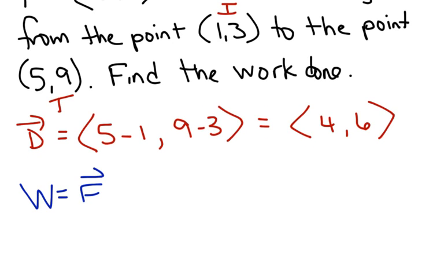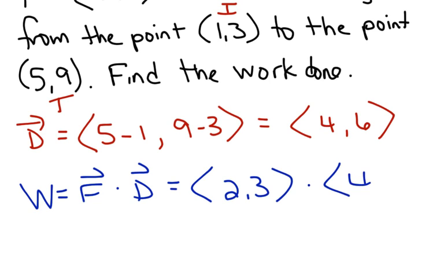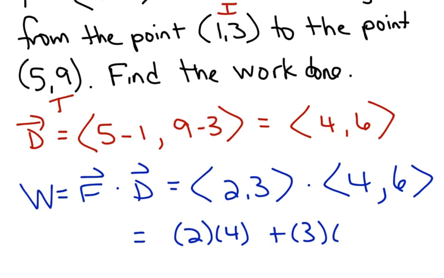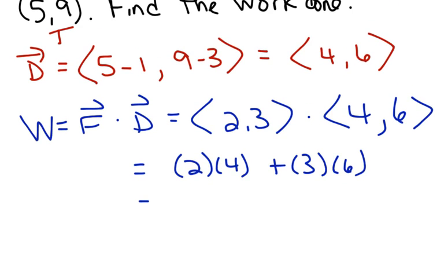by doing the force vector times the distance vector, by doing the dot product. So 2, 3 dot 4, 6 is going to be 2 times 4 plus 3 times 6. 8 plus 18 is 26. And the unit of measurement is the foot-pound.